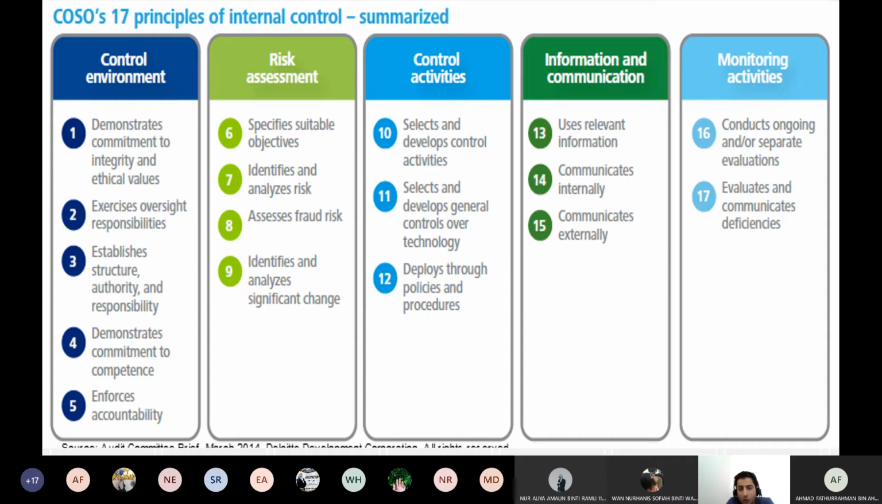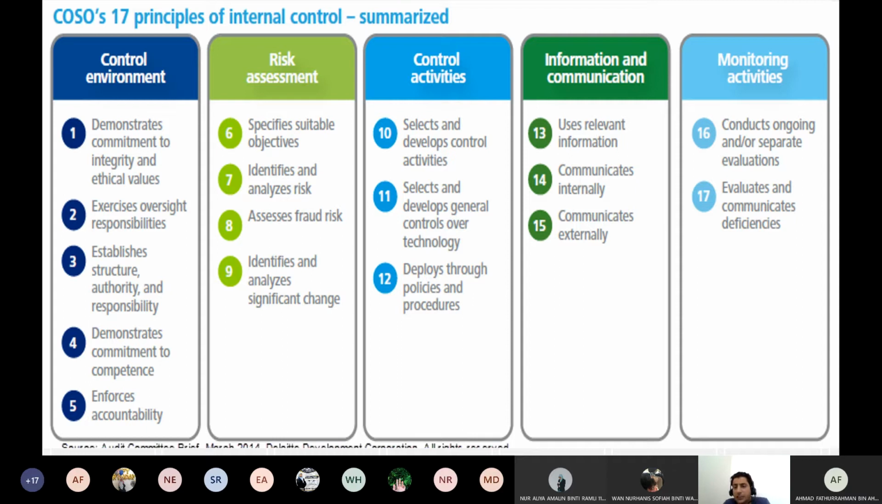Number 2, select and develop general control over technology. Number 3 is deploys through the policies and procedures. And then another 3 under information and communication: uses relevant information, communicates internally, means we communicate that information to the related parties within the organization or the company. Okay, number 3 is communicate externally. So some we communicate internally, some we communicate externally.